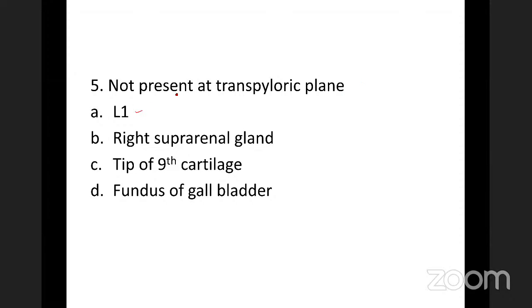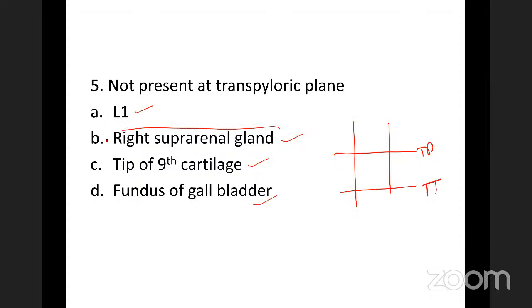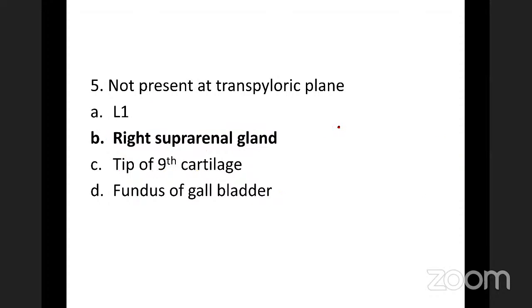One more similar question. L1, right suprarenal gland, tip of the ninth costal cartilage, fundus of the gallbladder. What's the answer, students? Right suprarenal gland. This is the answer because you know that the transpyloric plane passes at the lower border of L1 and at the tip of the ninth costal cartilage in the front, right? Fundus of the gallbladder, you know. So the answer is the right suprarenal gland. It is not the suprarenal gland, it's the hila of both the kidneys which is related to this plane.